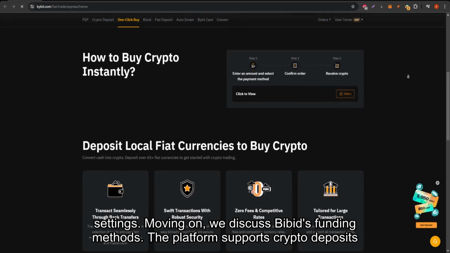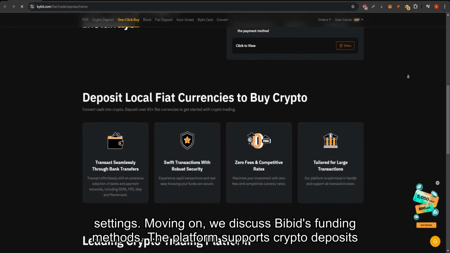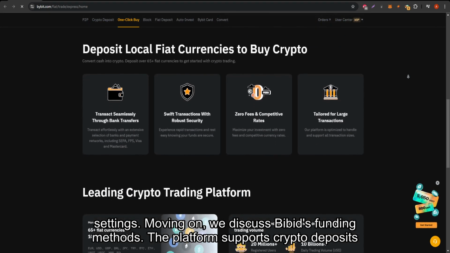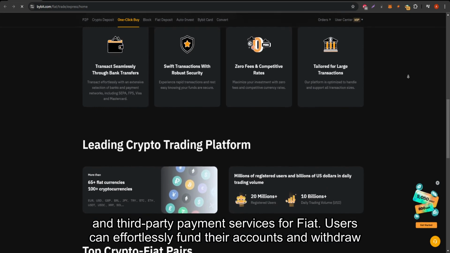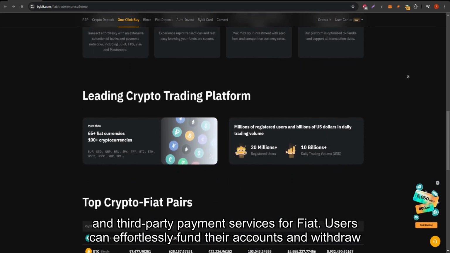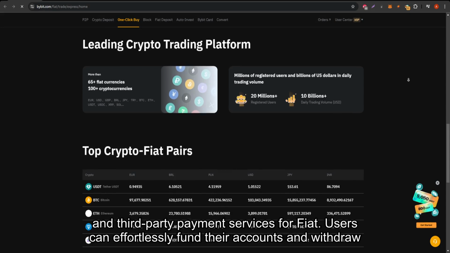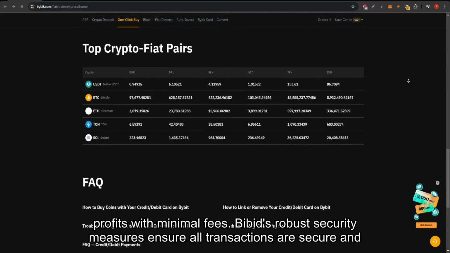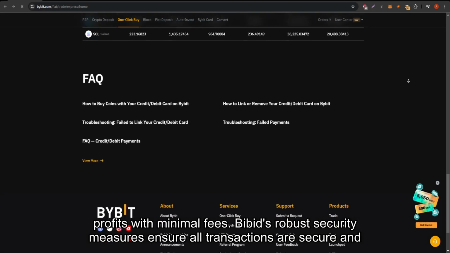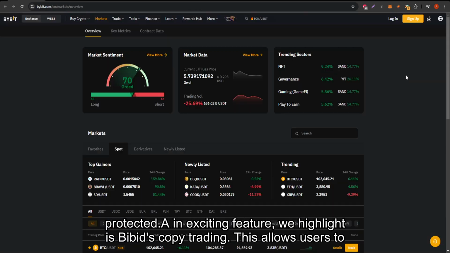Moving on, we discuss Bybit's funding methods. The platform supports crypto deposits and third-party payment services for fiat. Users can effortlessly fund their accounts and withdraw profits with minimal fees. Bybit's robust security measures ensure all transactions are secure and protected.